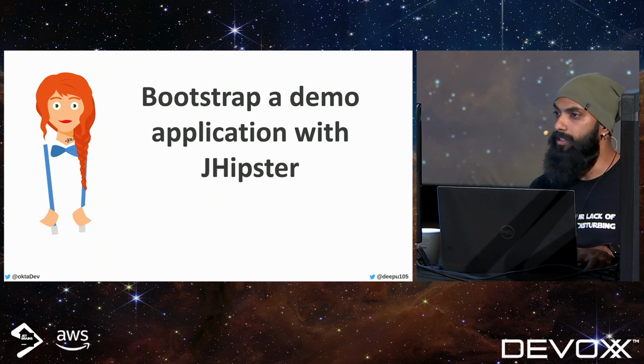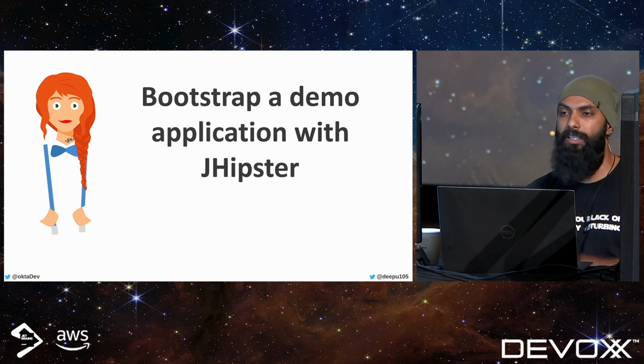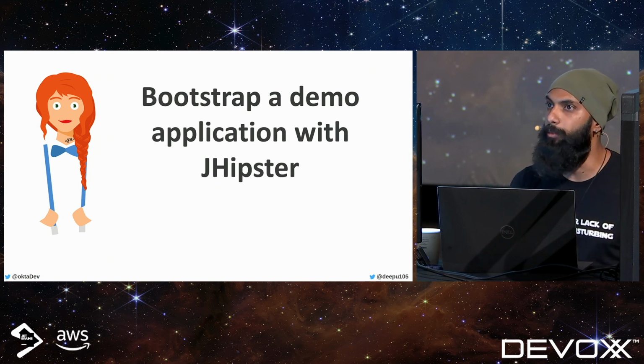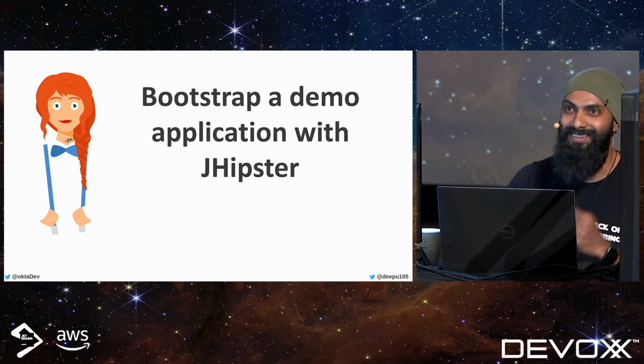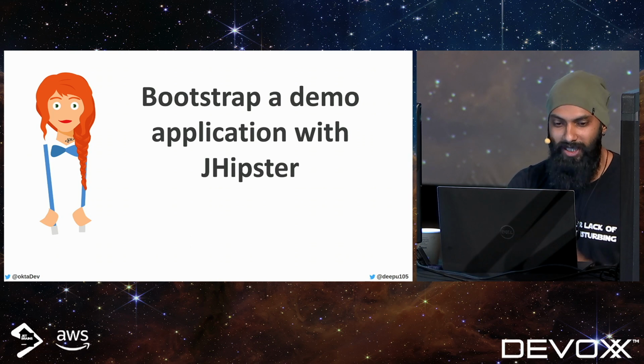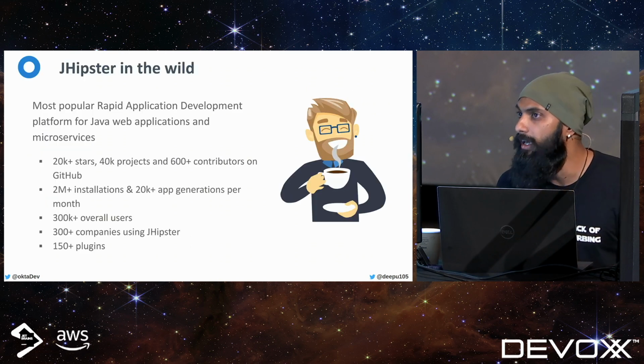We have our Istio stuff ready, right? So next would be an application. And how can we create some microservices quickly or bootstrap a demo application quickly? Of course, I'm going to use JHipster. No point in trying something else for me, especially.